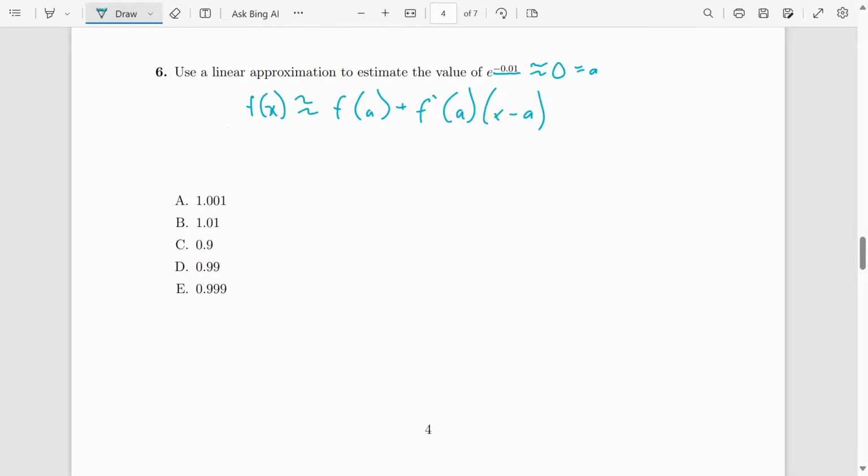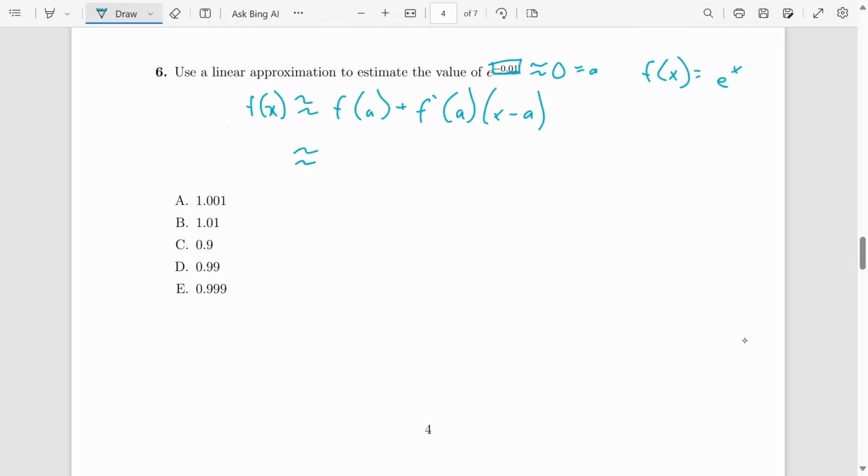The only thing left to find before we start plugging numbers into this formula is what our f of x should be. Now f of x is just what the original problem was, but you substitute the approximated value with x. So in this case, we write e to the x, with an x in place of that negative 0.01. So that is our f of x, and we can begin solving this problem.